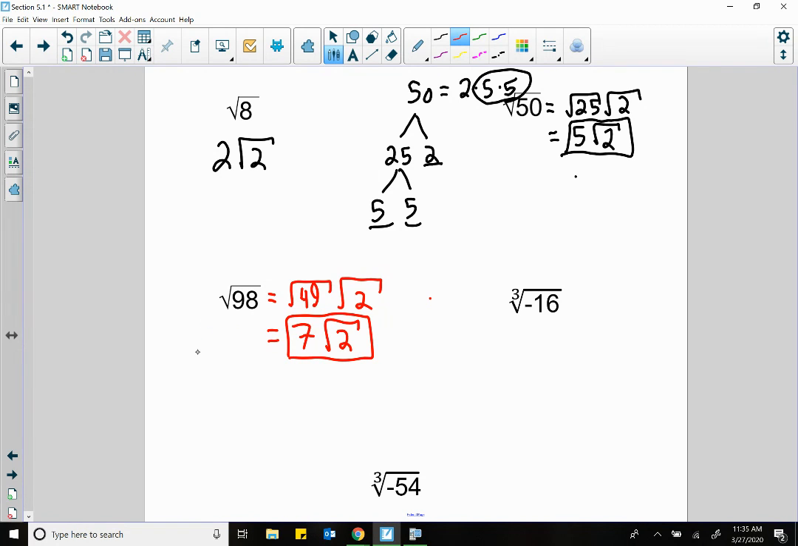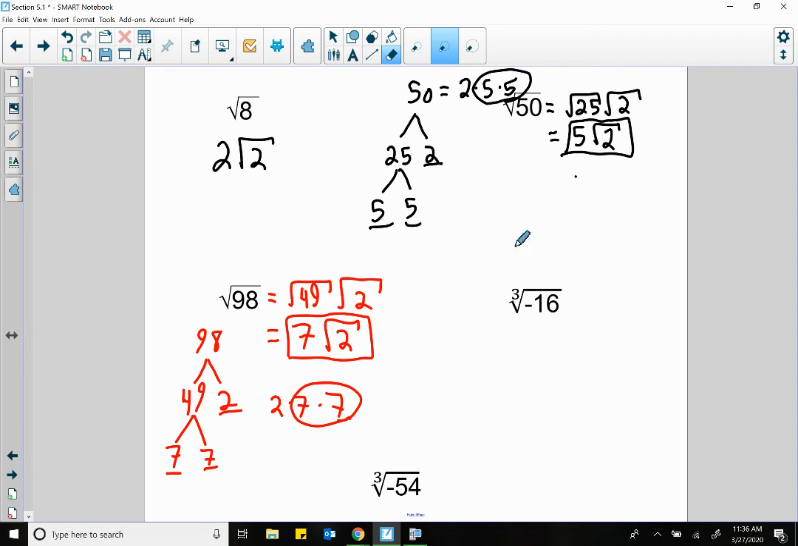If you did the factor tree, it would look like this. Well, 49 and 2. 2 is prime, 49 is not. 49 is 7 and 7. Those are prime. So 98 is 2 times 7 times 7. It's a square root, so we're circling pairs. Circle. So the 7 goes outside because that's my pair. And then the 2 goes back inside. Okay? Let's try this guy real quick, and then I want you to try the last one on your own.